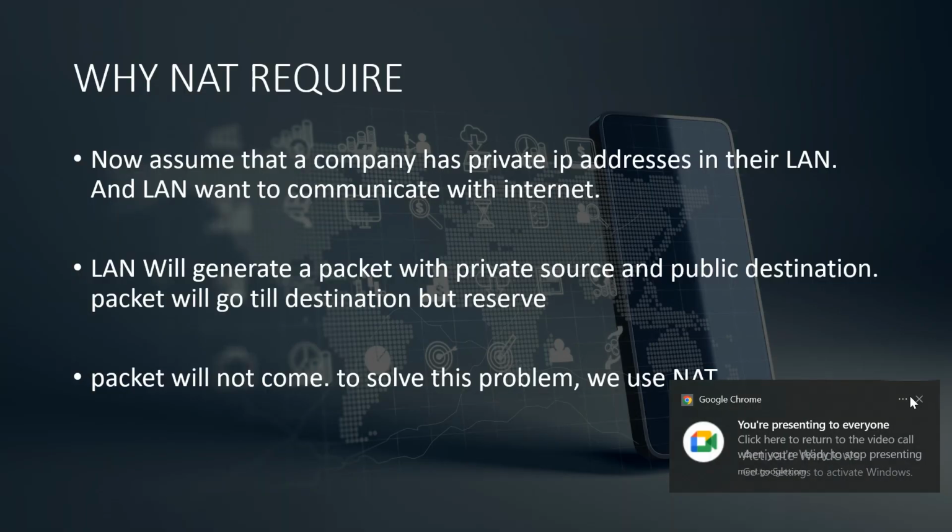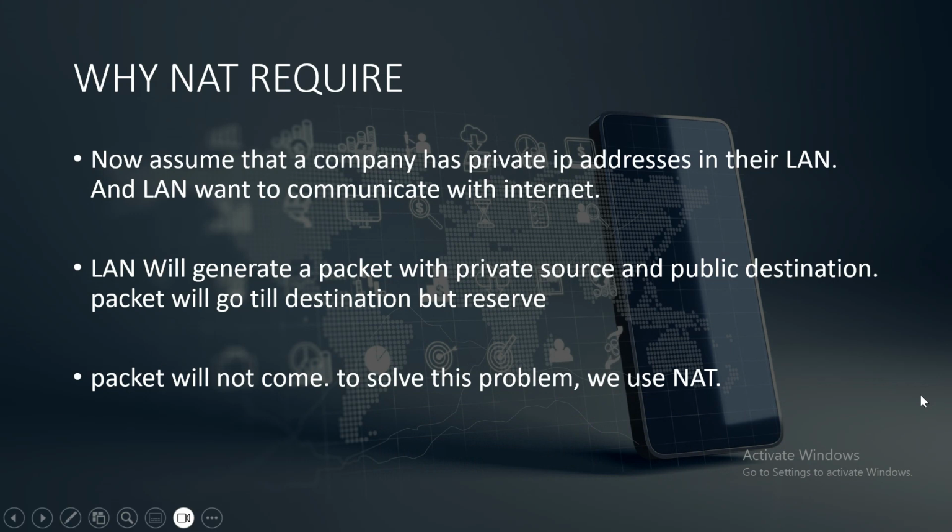So the LAN will generate a packet with a private source and a public destination. The packet will go to the destination, but the reply will not come, which means something is missing. Reply will not come means the packet will not come back overall. To solve this problem only, we are using NAT. Now clear?